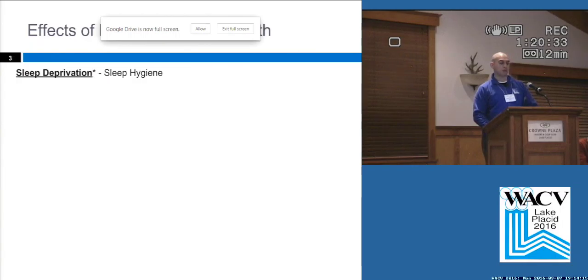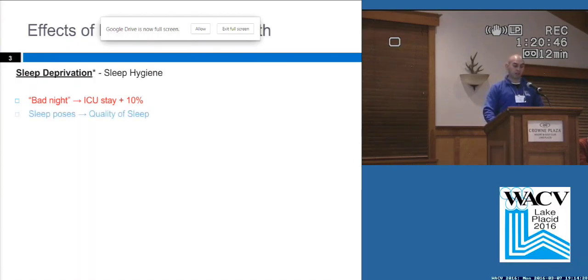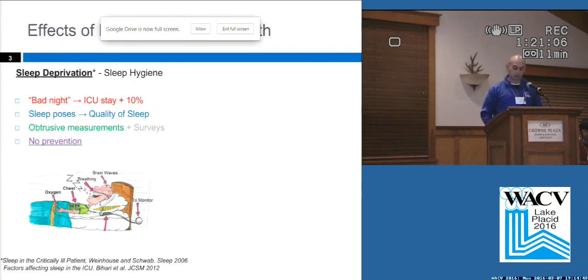One of the pathologies is sleep deprivation, also known as sleep hygiene. The problem is that if you have a bad night's sleep and you're already in the ICU, that increases your stay, which will increase your mortality rate. There's strong correlation. This is all observational, as most of the health therapies are. Sleep poses correlate to the quality of sleep. The current techniques to measure this are obtrusive measurements such as the polysomnogram. This is an illustration of that. It's a machine that is connected to you.